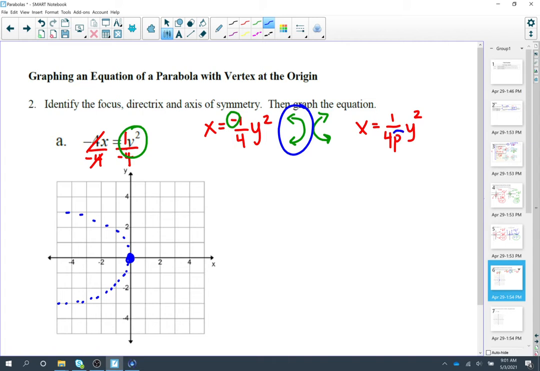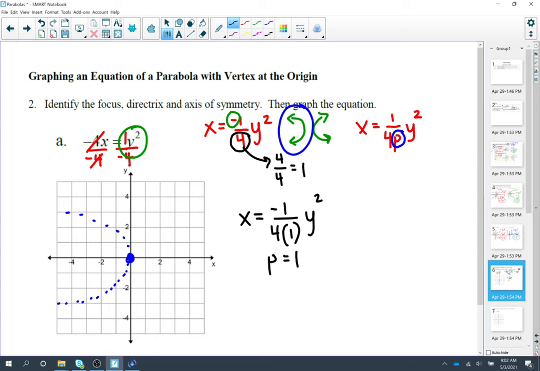Now, keep in mind your p-value is right here. So if we're looking at our equation over here, we already have a 4. So this has to be 4p. So the question becomes, what do you multiply 4 by to get 4p? Or what does p have to be? This one's not so hard to figure out, but if you get a harder one, what you would do is take whatever's down here and just divide it by 4, which is 1. So what that tells us is we now have x equals negative 1 over 4 times that number, 1, y squared, which means p is 1.